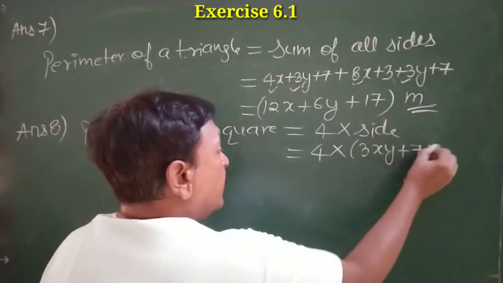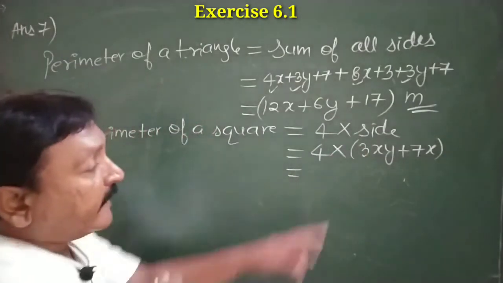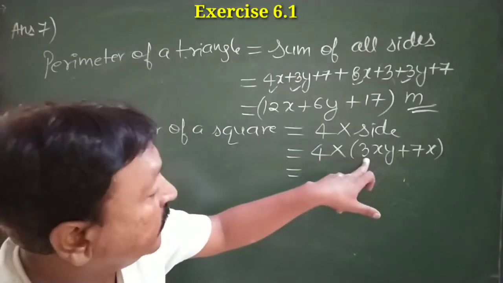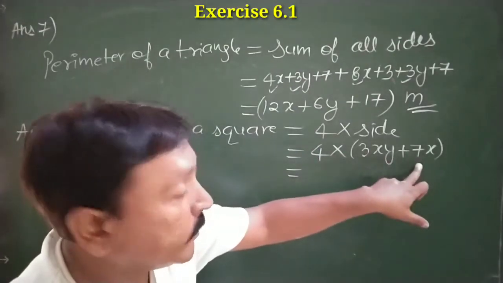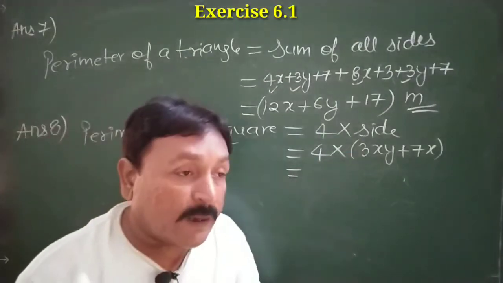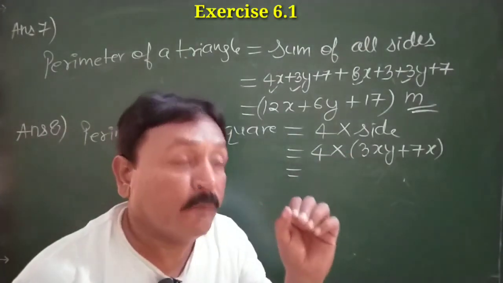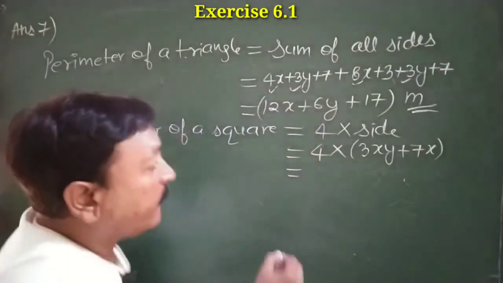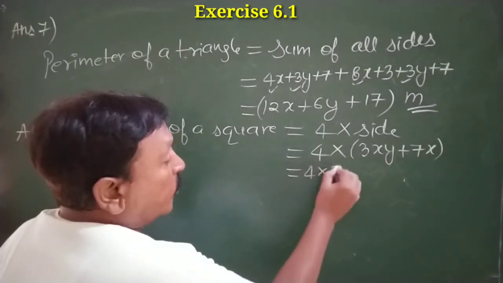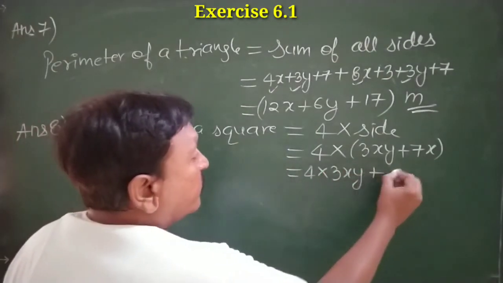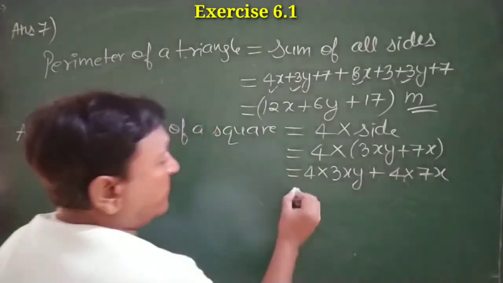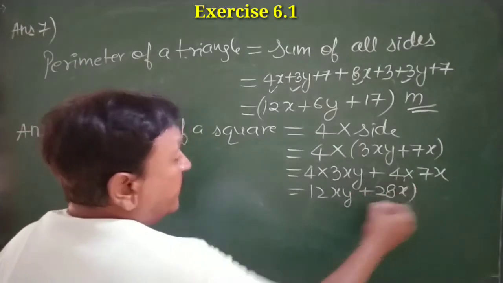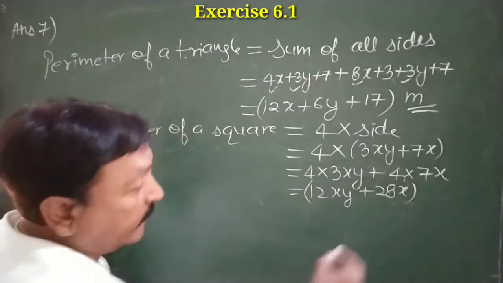3xy plus 7x. Okay, so when this bracket opens, this number 4 will get multiplied with 3 and with 7 also. Number gets multiplied with number and variable gets multiplied by variable, means those things get multiplied which are of the same kind. So 4 into 3xy plus 4 into 7x. 4 3s are 12xy plus 7 4s are 28x, and the answer will come in meter.